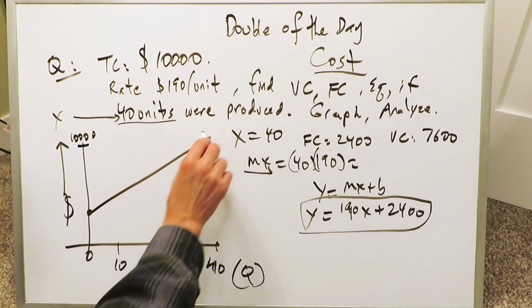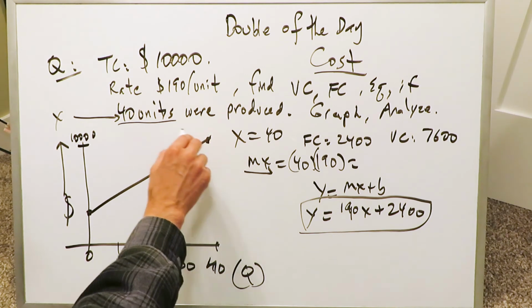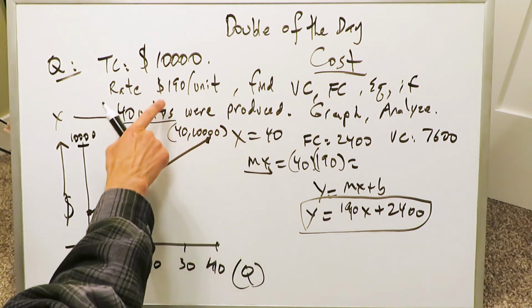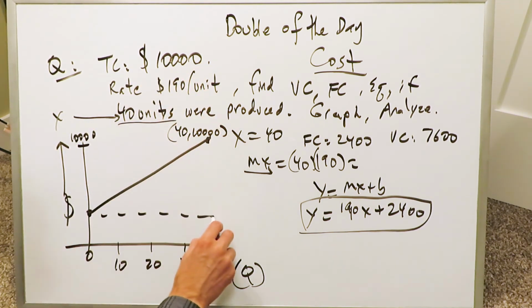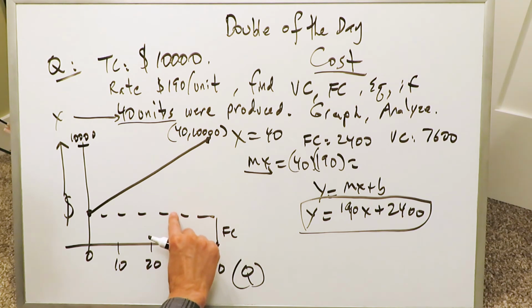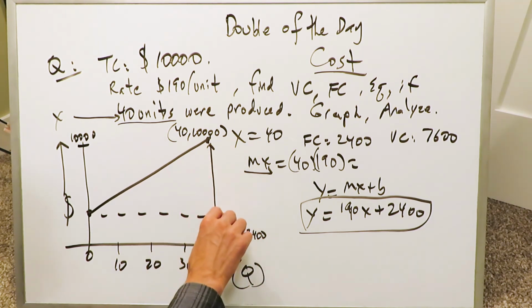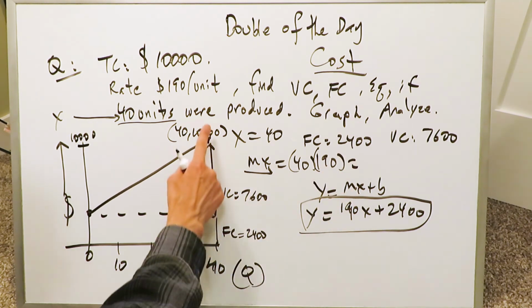We can connect this right away. Here's my equation: 0 comma 2,400, 40 comma 10,000, and at 40 units produced, we had a total cost of 10,000. From here to here, this is my fixed cost. This height is my fixed cost, which is 2,400. From here to right here is my variable cost, which is equal to 7,600, incurred as a result of producing 40 units.